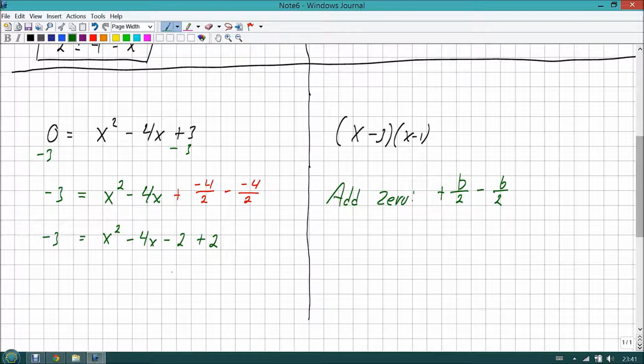Is that the right one? Oh. I'm supposed to be squaring these guys. Oops, my apologies. It's b over 2 squared. It's been a while since I've done these.